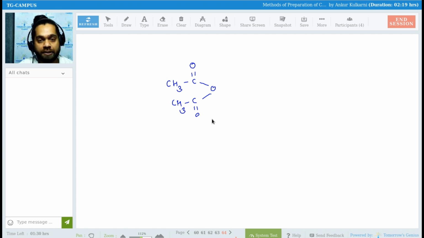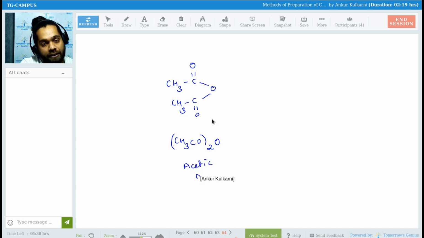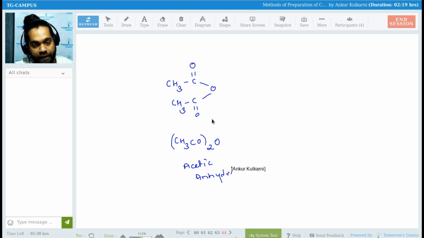So again the same thing. In the book they might give it to you like this: CH3CO twice, O. This is your acetic anhydride. Acetic anhydride.